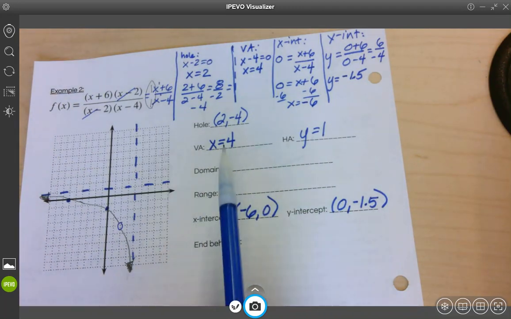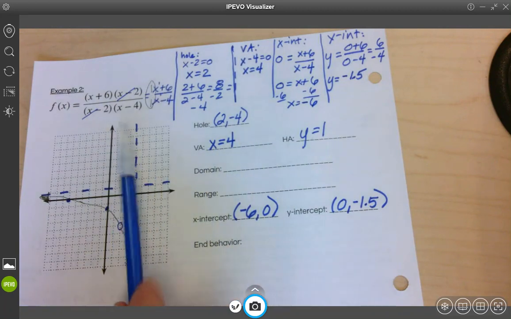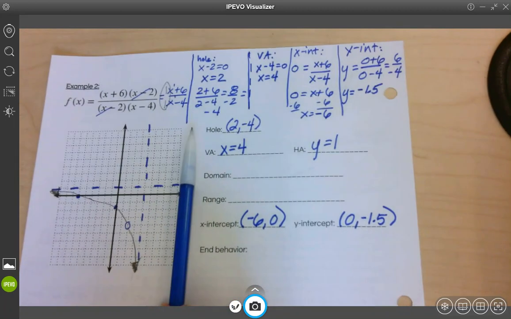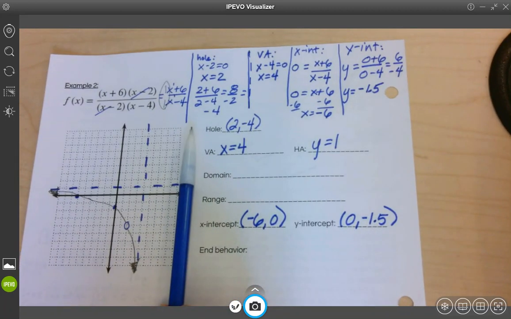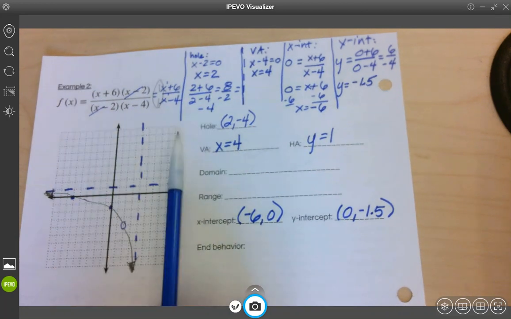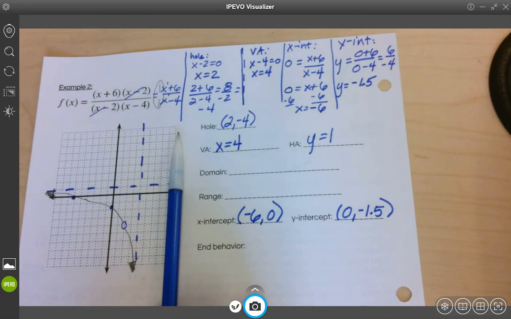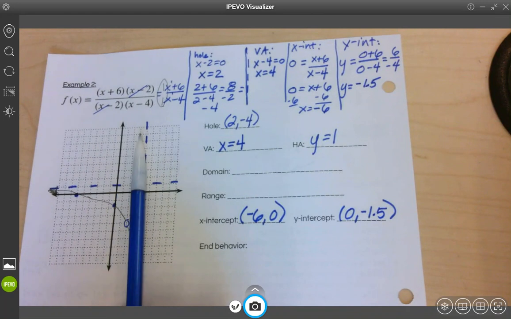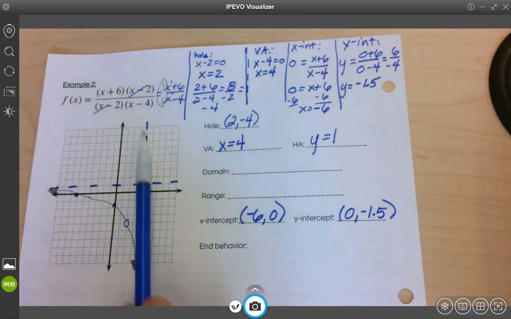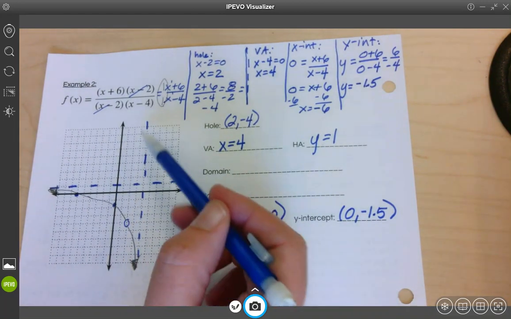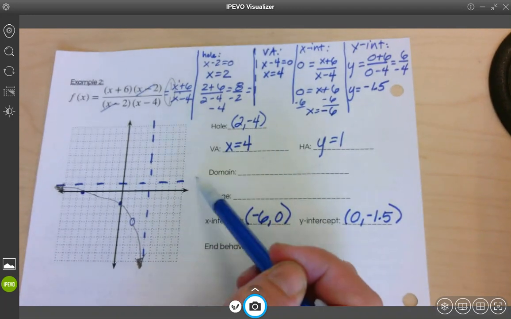We are missing something on our graph. What we're missing is the branch on the right side of the vertical asymptote. You will have a branch on both sides of your vertical asymptotes for a rational function. You won't just have one side. I don't know where it is precisely, but I know it's up here, okay?